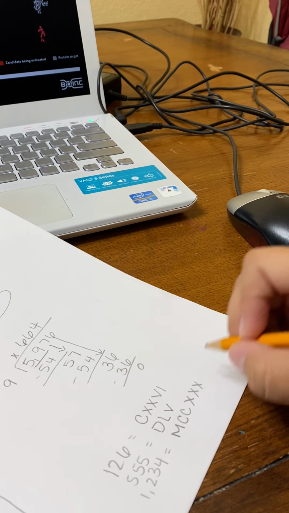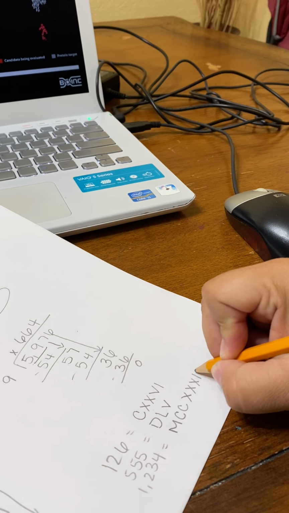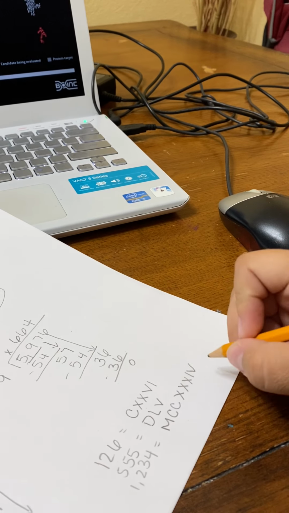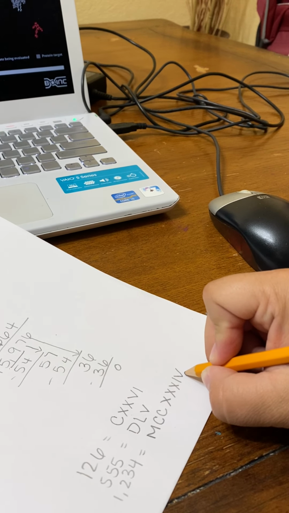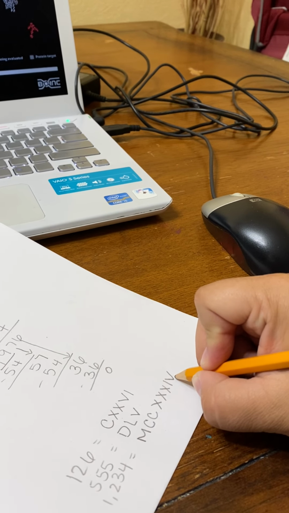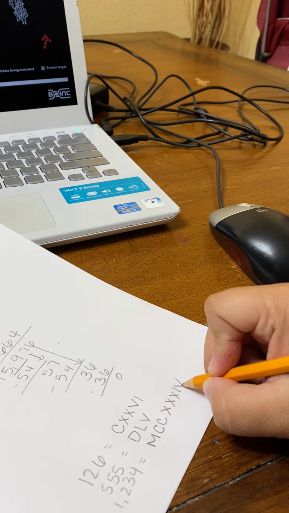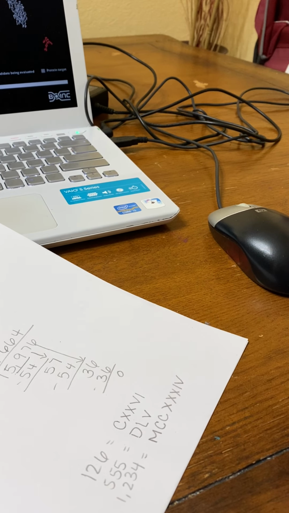How do we write 4? Remember, 1 and a V. IV represents 4, because when there's a smaller number in front of a bigger number, we take away from the bigger number. So when we take away 1 from the 5, it would make 4.